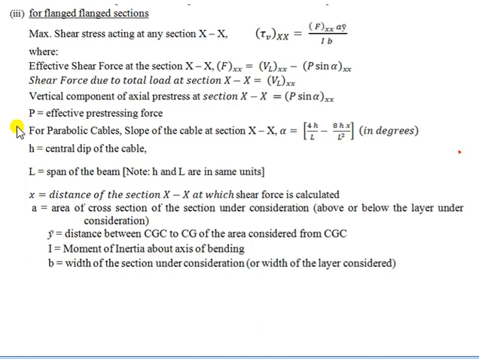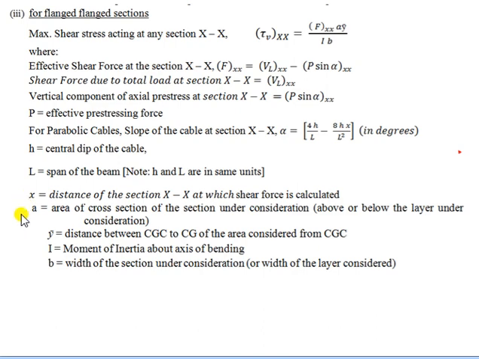For parabolic cables, the slope of the cable at section XX, alpha, is equal to 4h by L minus 8hx divided by L square. If we use this equation, we will get the slope in terms of degrees, and in this equation h is the central dip of the cable and L is the span of the beam. x is the distance of section XX at which shear force is calculated.